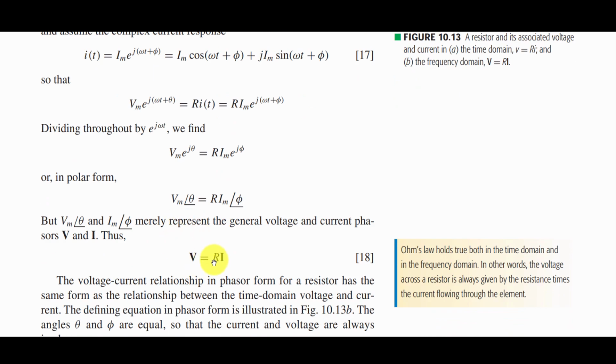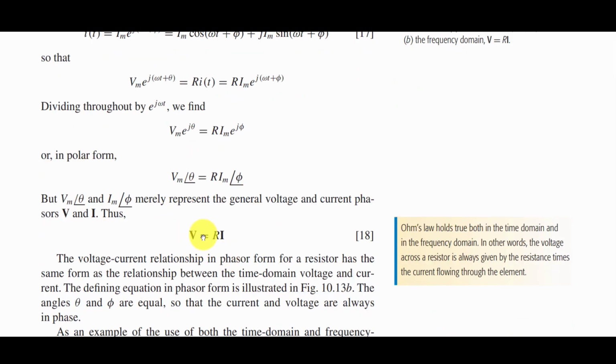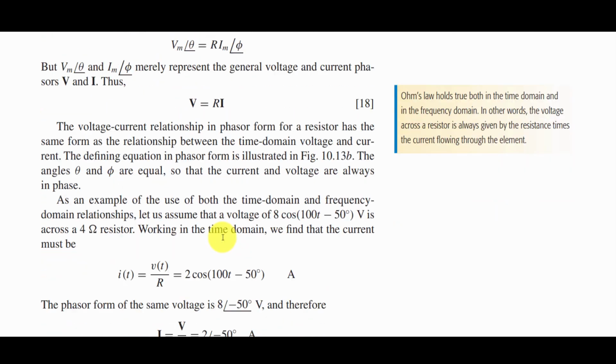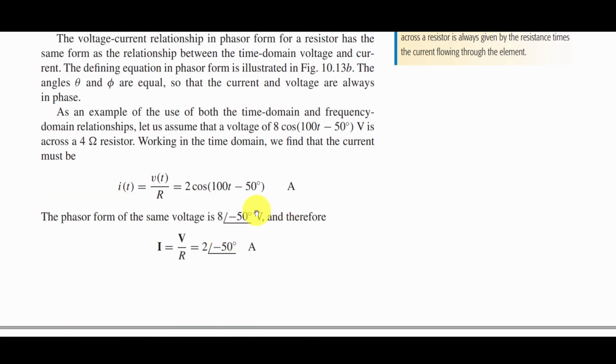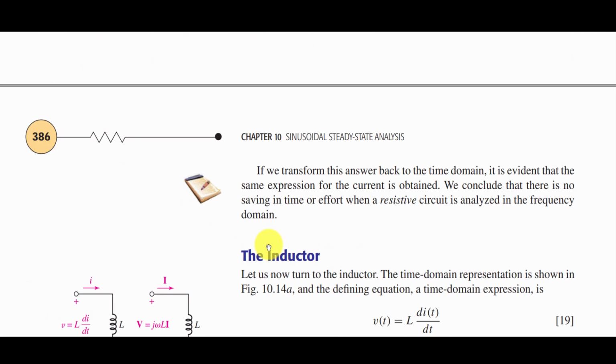So we can just write this as V equals Ri, and if I take the ratio of V upon I, that is R. So this resistance, or this Ohm's law, holds true for the time domain as well as the frequency domain representation. So if we have, let's say, 8 cos(100t minus 50 degrees) volts across a 4 ohm resistor, the current would be, you just divide this whole thing by 4, you have 2 cos(100t minus 50), or you can just write 2 angle minus 50, and it has e to the power j omega t written right next to it.